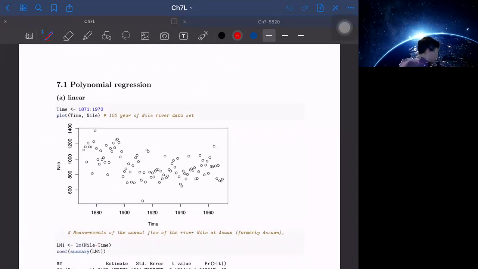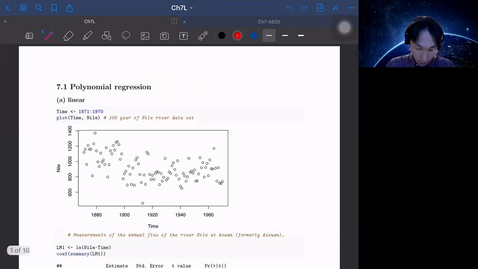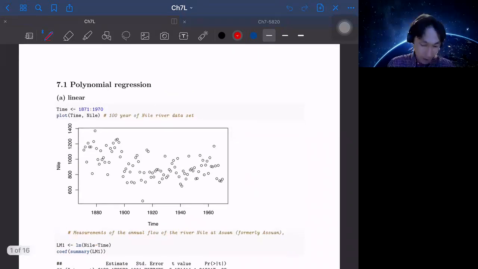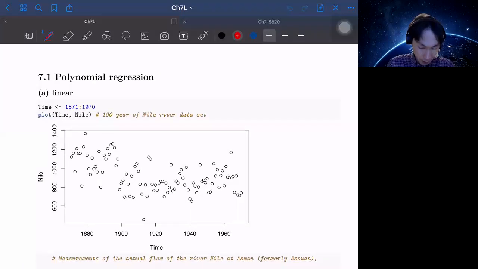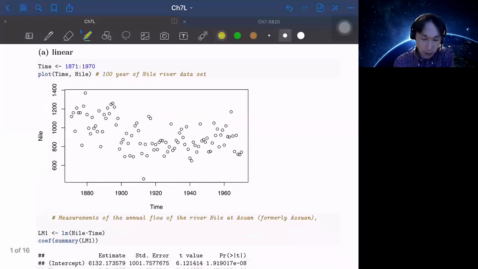Okay, so now we go to chapter 7, the lab. So you can see these slides in Canvas, so you can check it. Okay, so yeah, we have many materials to study here. So first one is polynomial regression. So basically we cover all examples of chapter 7. The polynomial regression, so the data is here.